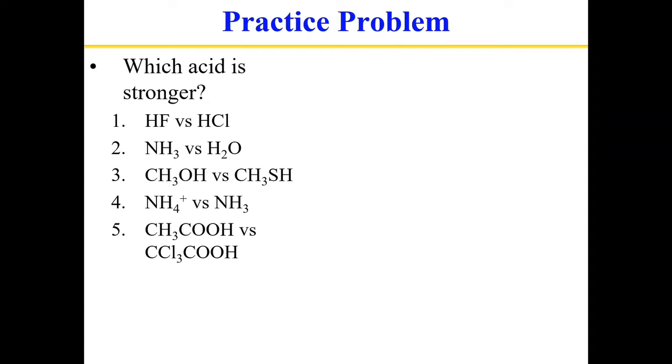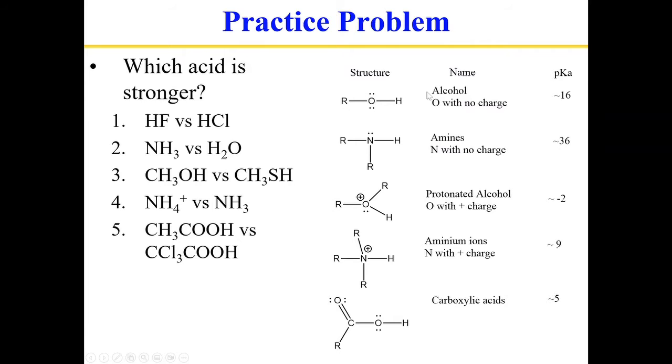Today we want to continue to talk about additional tools that allow us to compare acids that are not necessarily strong acids. The second tool I introduced in the previous lecture was knowing a handful of pKa values. The pKa values that you need to be familiar with, that you store in the back of your mind and are ready to pull out whenever you need them, are the alcohol pKa of about 16, amines of about 36, protonated alcohols with a value of approximately -2, aminium ions or protonated amines with a value of about 9, and finally carboxylic acids with a value of about 5.